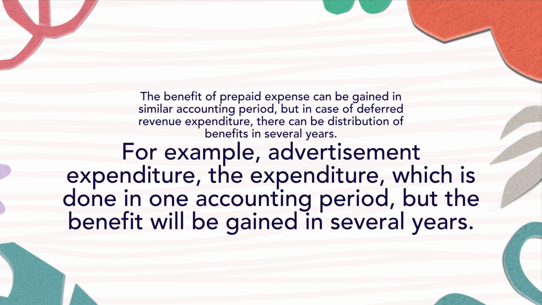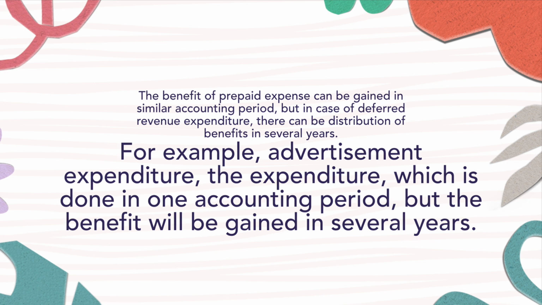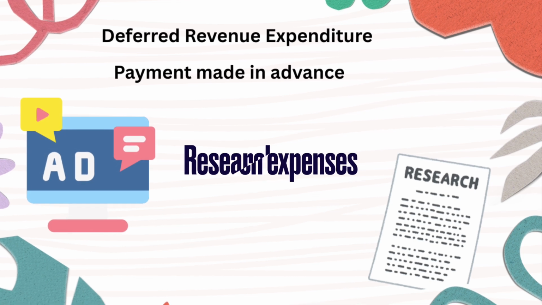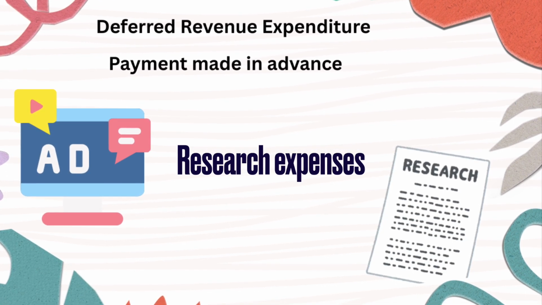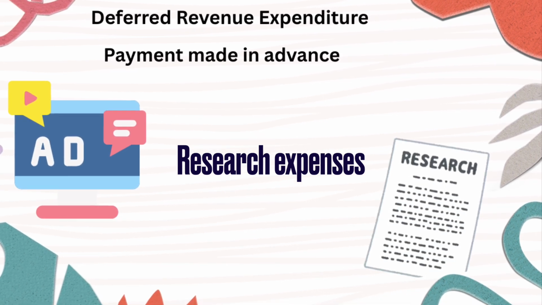For example, advertisement expenditure: the expenditure is done in one accounting period, but the benefit will be gained in several years. Similarly, research expenses are done in one accounting period, but the benefit will be gained in several accounting periods. So this will be covered as deferred revenue expenditure.